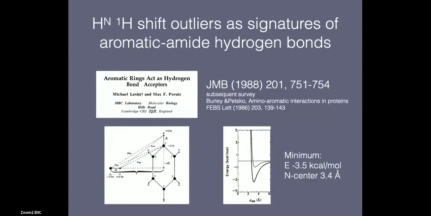So the example I'm going to tell you about involves a hypothesis that was posed by Michael Levitt and Max Perutz back in 1988 that an amide NH group can hydrogen bond to an aromatic ring, to the pi cloud. And many people have found examples of this in the gas phase. There's a lot of evidence from things other than NMR that this kind of phenomenon does occur. But the question we had was, to what extent does it happen in real life in the case of proteins?